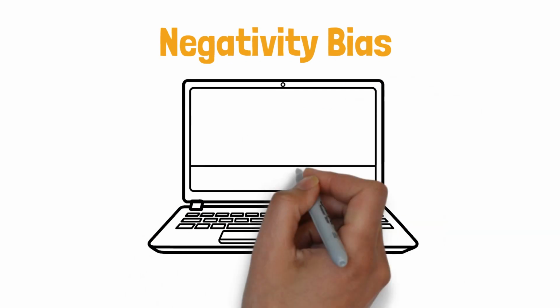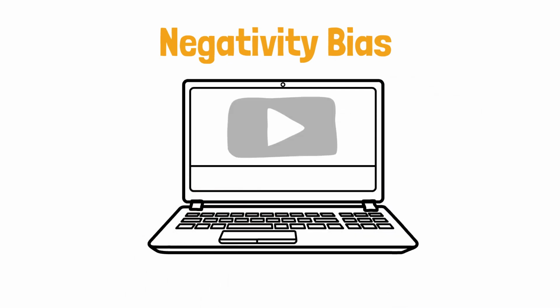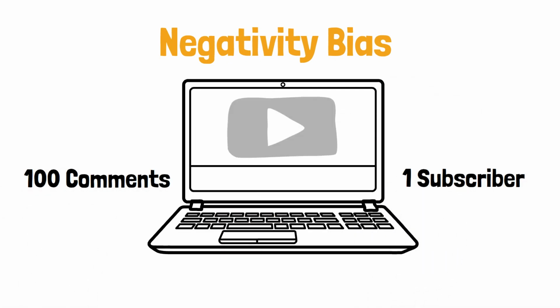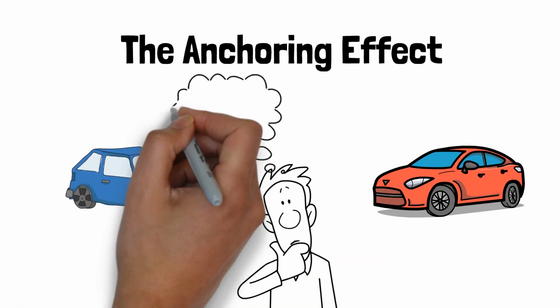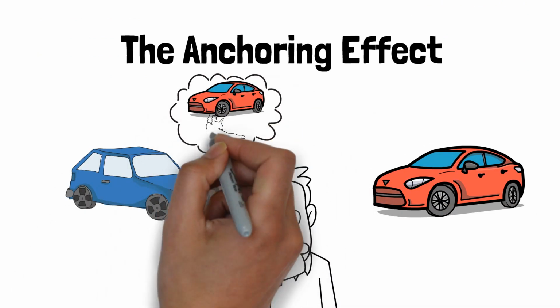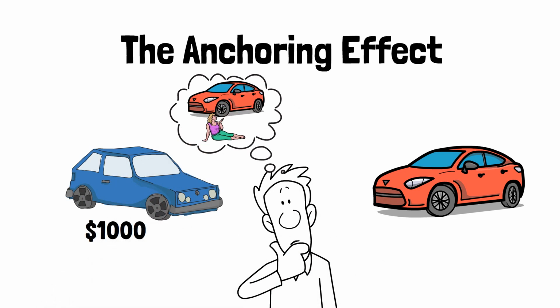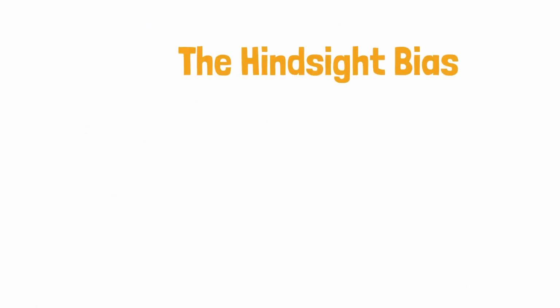Negativity bias. Negativity bias is when you pay more attention to negative events than positive ones. Shifting your perspective to focus on positive events and being grateful can help counteract this bias. The anchoring effect. The anchoring effect is when your first impression shapes your subsequent thinking. To avoid this bias, evaluate each option independently rather than comparing them to the first one you see.